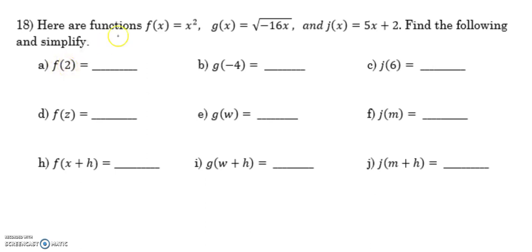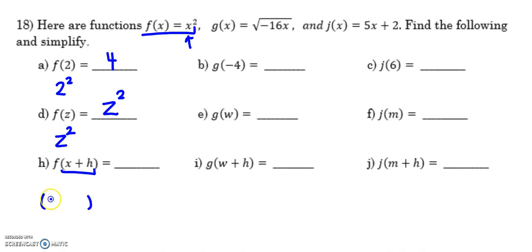So f of 2 would mean that inside of function f of x, everywhere I see an x, I'm going to replace it with 2. So that would be 2 squared, which will really be 4. F of z, that means everywhere I see an x, I'm going to replace it with a z. Well, that just becomes z squared. And this f of x plus h, that just means everywhere I see an x, I now want to see an x plus h squared. So you could leave this as x plus h squared. You also could write it out as x squared plus 2xh plus h squared if you want to do that distribution.